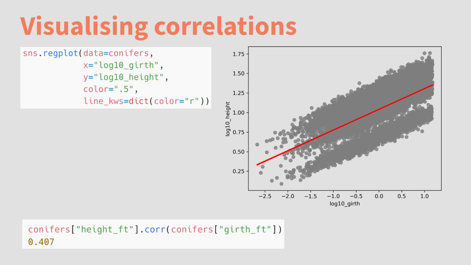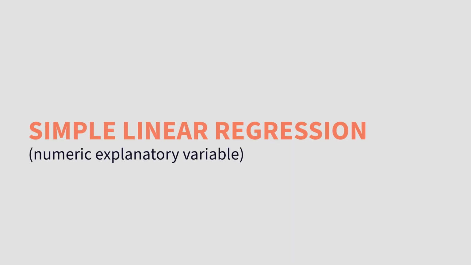Looking at the plot on the right, we see that there is a positive correlation between height and girth. We can also calculate the correlation using the corr function, and we can see that the correlation score is 0.04, which indicates positive correlation between height and girth. This means that as girth increases, height also increases. Now, let's look at how we can perform simple linear regression using the statsmodels package in Python.